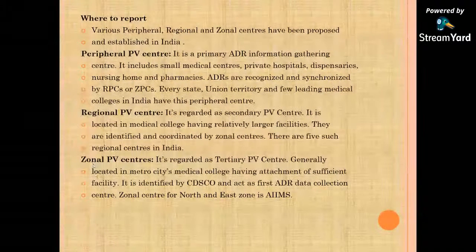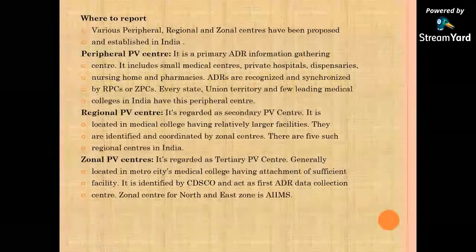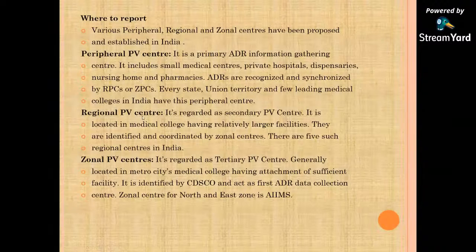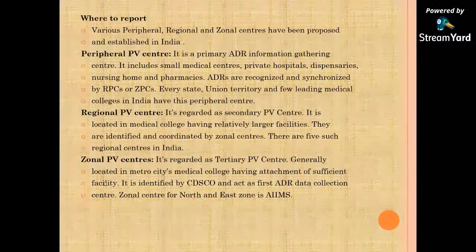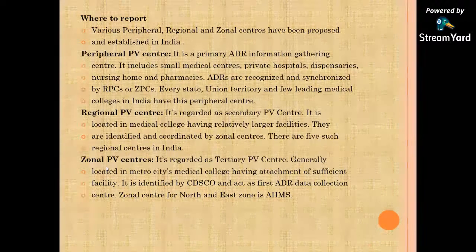Then the third type of PV center is the zonal PV center. It is regarded as the tertiary PV center. Now remember that peripheral is the primary center, regional is the secondary center, and zonal is the tertiary center for reporting ADRs in PV. Zonal centers are generally located in metro city medical colleges, and that medical college must have sufficient facilities for PV monitoring of the area.